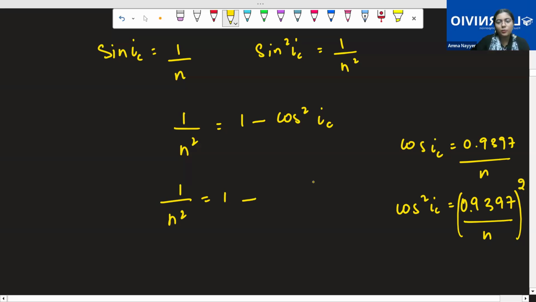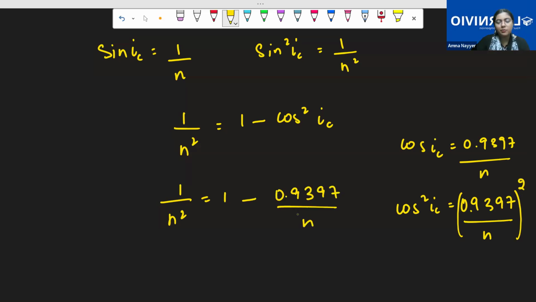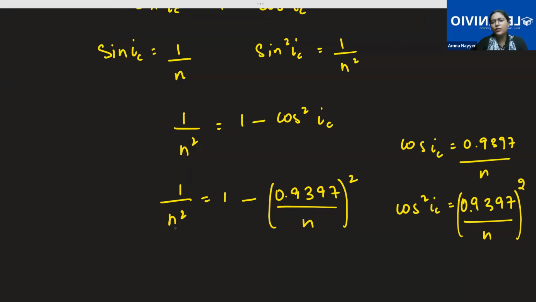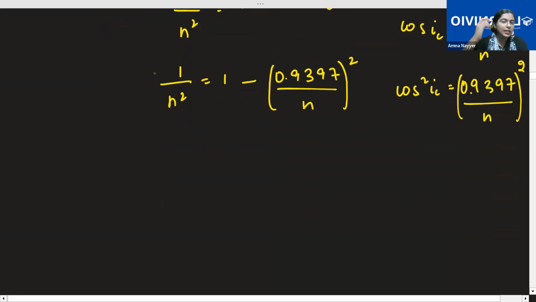So this will be 0.9397 by n whole square. From here, refractive index. Actually, we have to calculate IC. But if you get the value of n from here, sin IC is just 1 by n, right? Your critical angle will be there. But this solving, this is such a big term.